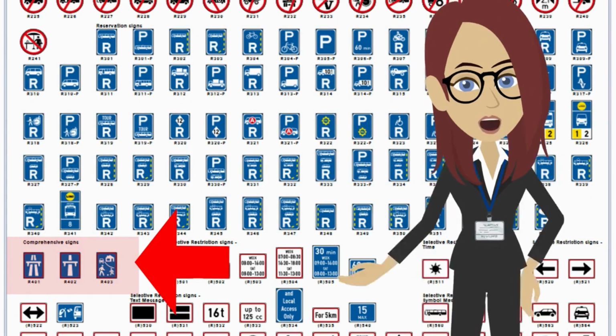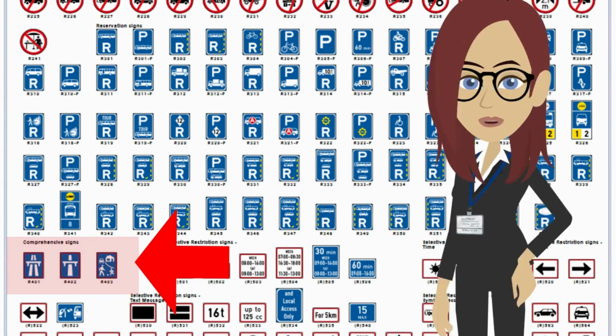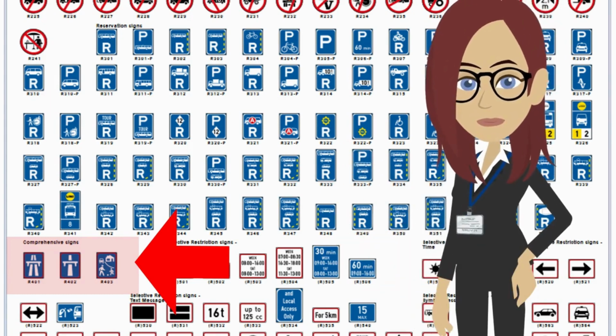Next, we have comprehensive signs. They advise that you are about to enter a road or area which is governed by a comprehensive set of rules, which must be adhered to. They are rectangular in shape and on a blue background with a red border.